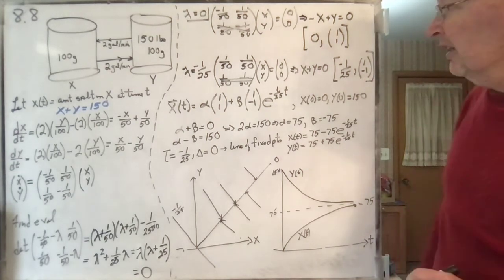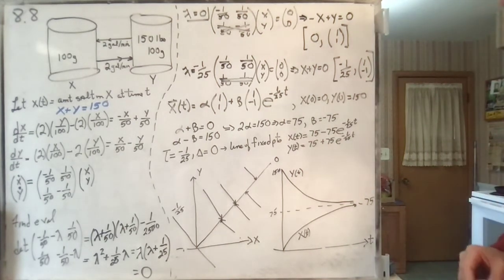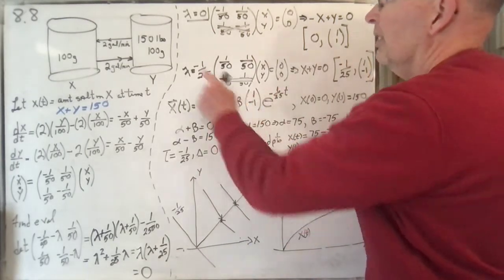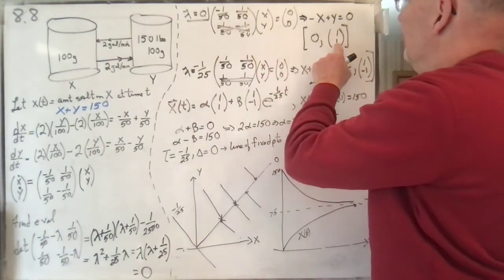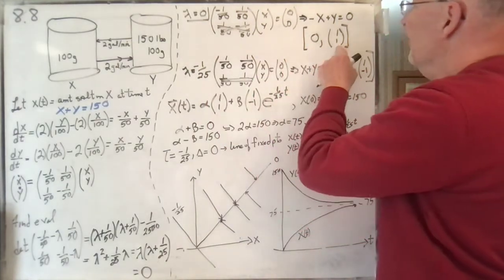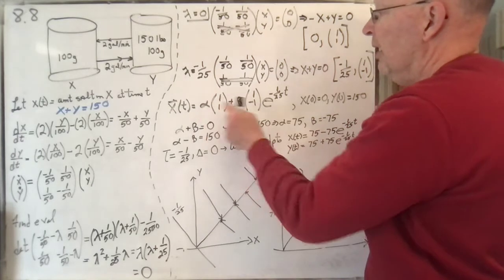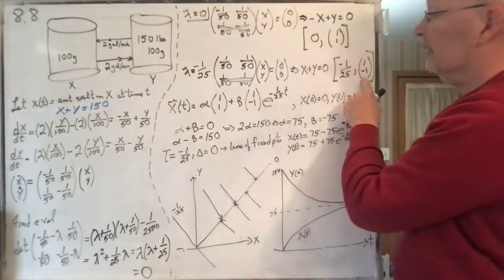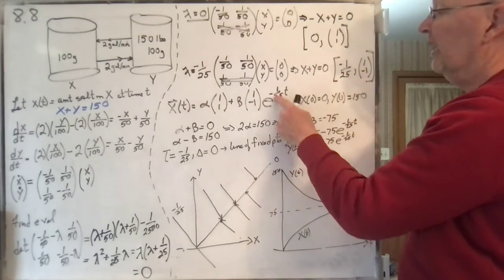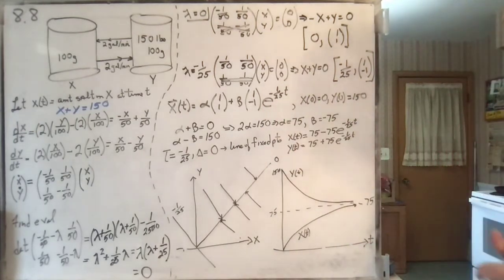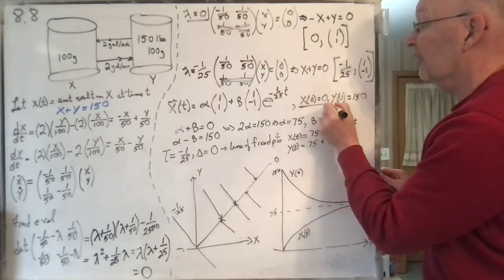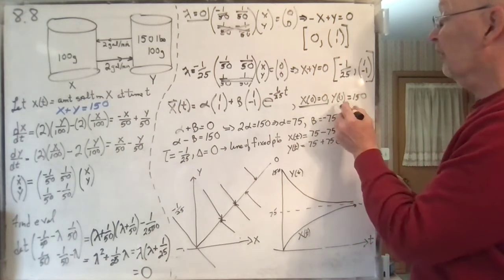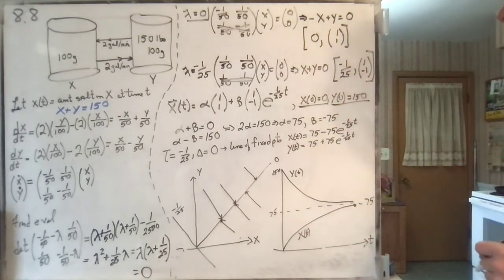So now we have the overall solution. You have your two arbitrary constants, alpha times this eigenvector times e to the 0. Of course, e to the 0 is just 1. And then plus beta times this eigenvector times e to the negative 1/25th t. And recall that our initial conditions are that x of 0 is equal to 0, y of 0 is equal to 150. So you have that.